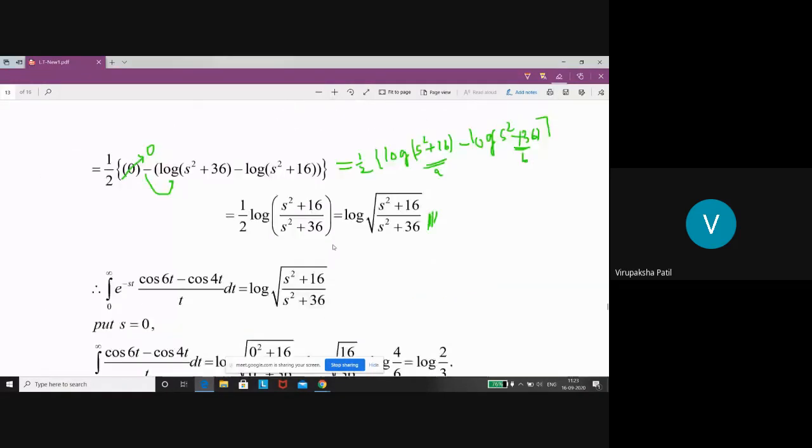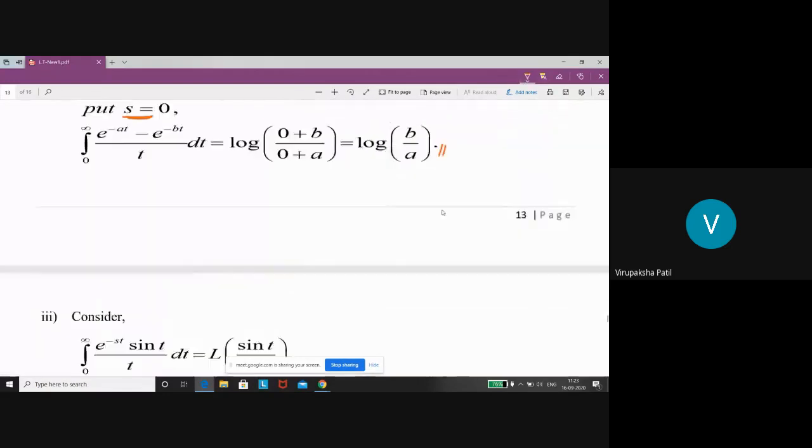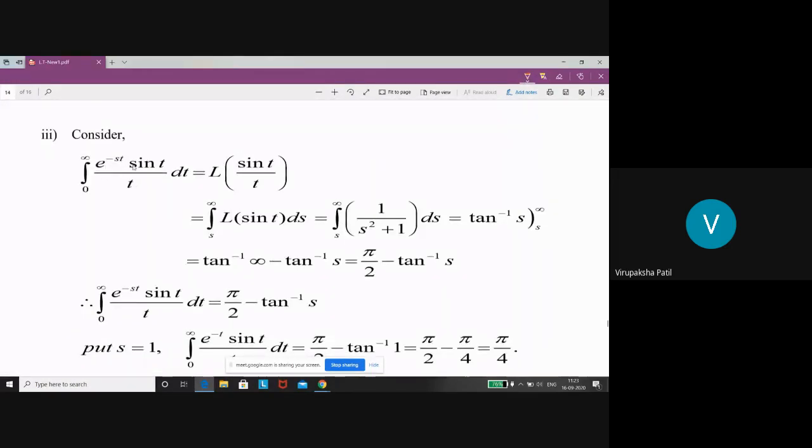Now see here. I will ignore the e to the power minus t term, and you consider only integration 0 to infinity e to the power minus st sine t divided by t. Now this term is your f of t, e to the power minus st into sine t divided by t. So using the basic definition, you can write the Laplace transform of sine t divided by t. Am I right?